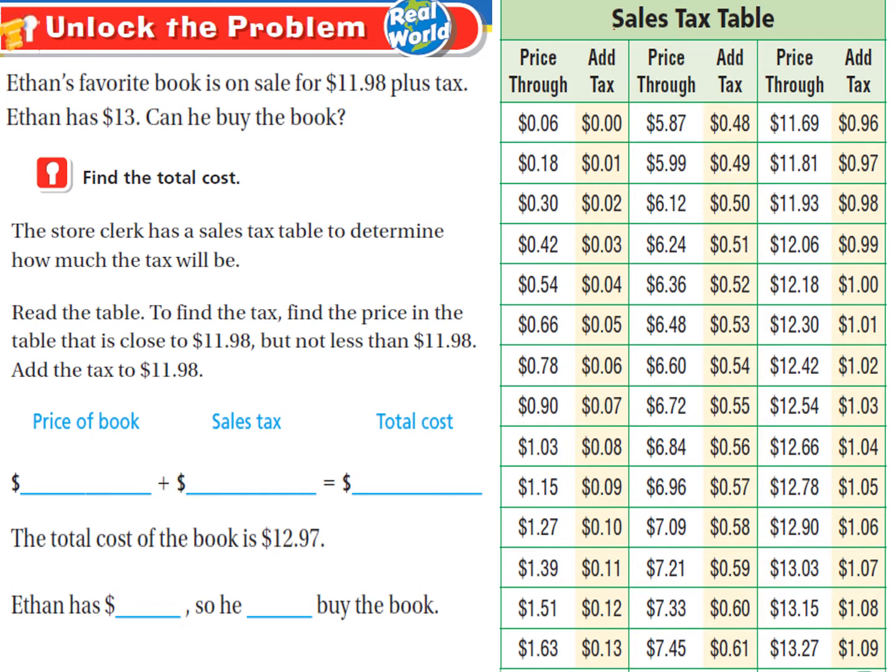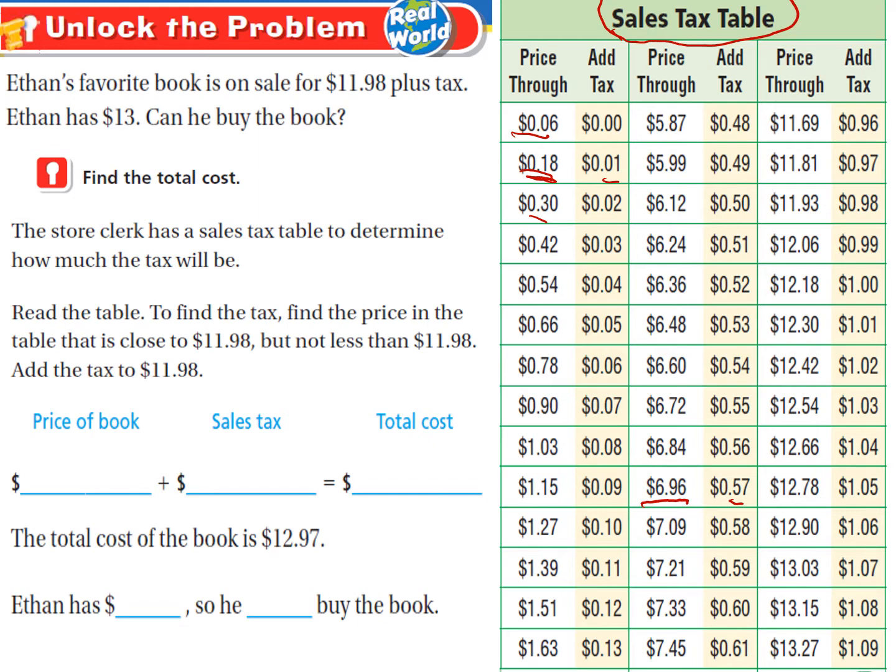This is the sales tax table. It tells me how much tax I pay on different amounts. So if I look at this table, if I pay up to 6 cents, I'm going to have no taxes. If I pay up to 18 cents, I pay 1 cent in tax. I keep going. If I pay up to $6.96, I add 57 cents in taxes, and so on. So let's look at my problem here.